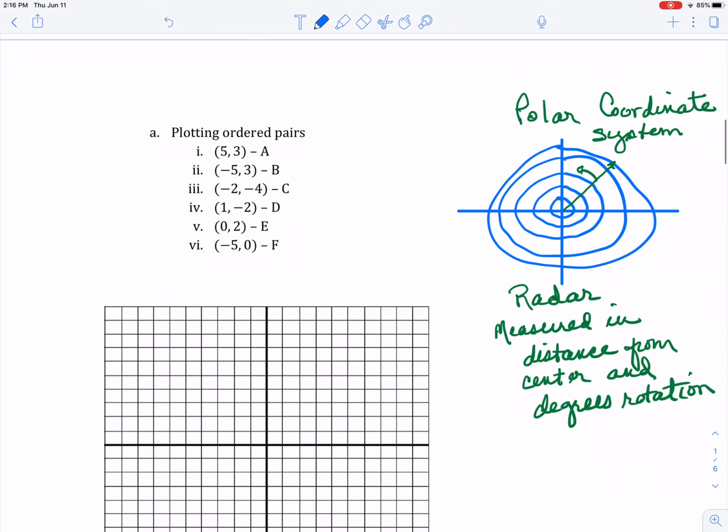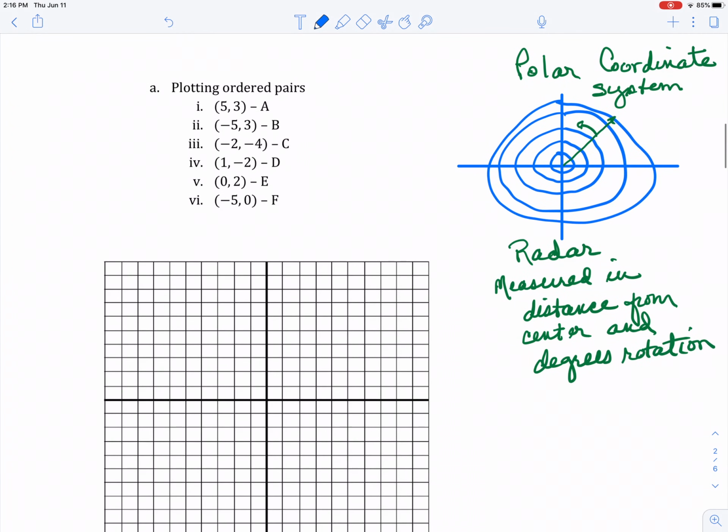I did a rough sketch, and it's very rough, but I did want you to note that a rectangular coordinate system is not the only way to graph. There are multiple forms for graphing. One that you might be familiar with is called the polar coordinate system.